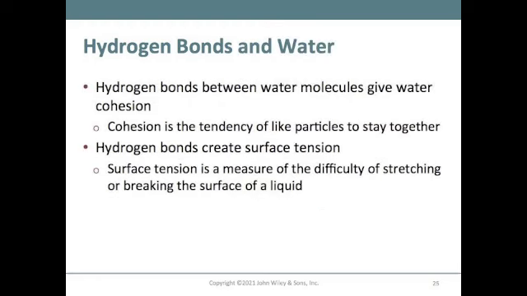Moving on, the hydrogen bonds that link the neighboring water molecules give considerable cohesion. That's the tendency of like particles to stay together. The cohesion of water molecules creates a very high surface tension, and that's a measure of the difficulty of stretching or breaking the surface of a liquid. At the boundary between water and air, water's surface tension is very high because the water molecules are much more attracted to one another than they are attracted to the molecules in the air. This is readily seen when a spider walks on water or a leaf floats on water.